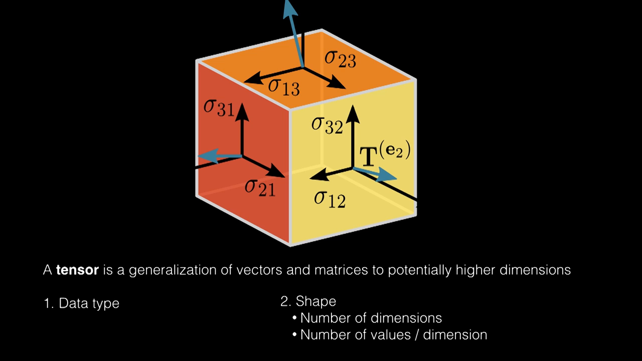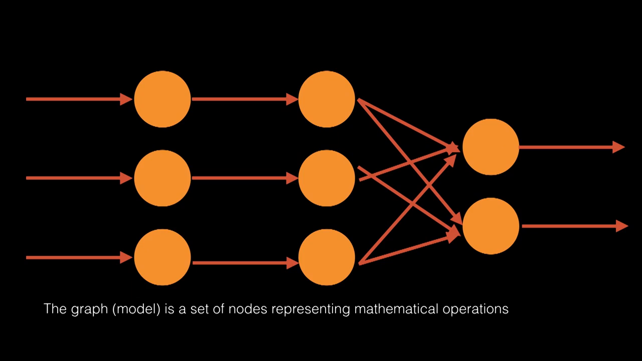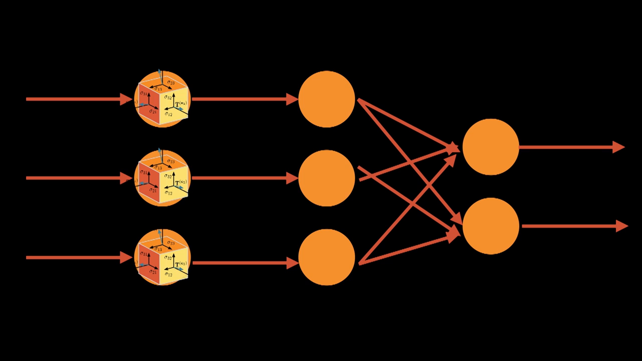And the way that it works is that you have a tensor, which is a mathematical representation that has a data type and a shape, which is the number of dimensions and the number of values per dimension. And then you have the graph, or the model, which is a group of nodes. Each one represents a mathematical operation. And then your data, the tensors, flow through this graph, undergoing mathematical operations. And at any point, you can inspect the value.